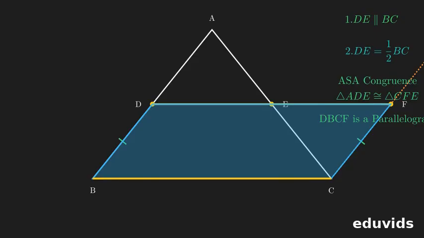Now for the length proof. Since DBCF is a parallelogram, its opposite sides must have equal length. This means the length of DF is equal to the length of BC. Earlier, we established that DE equals EF. This means that DF is composed of two segments of length DE. Replacing DF with 2 times DE shows that 2 times DE equals BC. This immediately shows that the length DE is exactly 1/2 the length of BC.